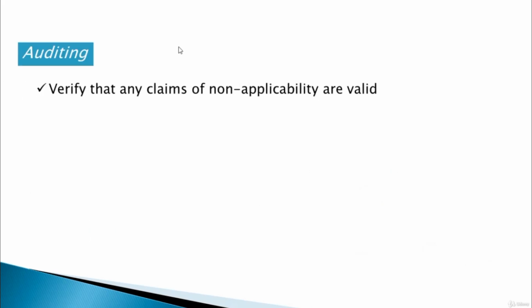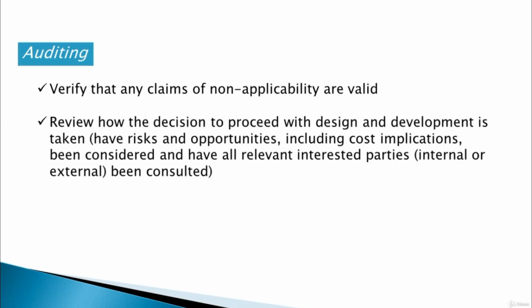So the auditor will need to verify that any claims of non-applicability are valid. So basically, review the justification of the exclusion. And also the auditor needs to review how the decision to proceed with design and development is taken. Of course, identifying risks and opportunities, because risk-based thinking is implemented in basically every requirement of the standard. Of course, when we say risks and opportunities, including cost implications. So have risks and opportunities been considered, and have all relevant interested parties, whether internal or external, been consulted?